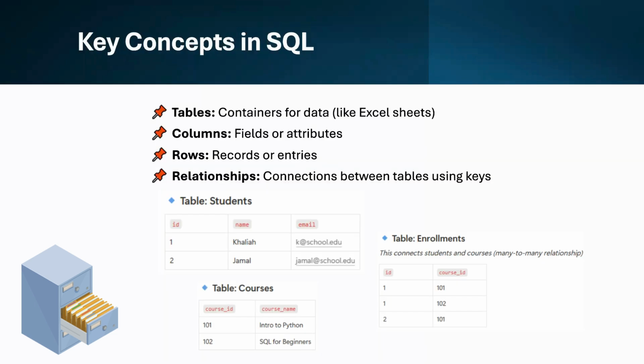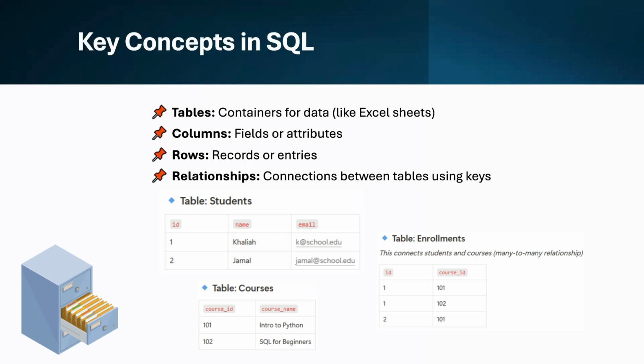These are the key concepts in SQL. We have tables, which are like worksheets or spreadsheets. We have columns, which are the fields or attributes like first name, last name. We have rows, which are records like Jane Doe. And then we have relations, which is how tables link together, or foreign keys.